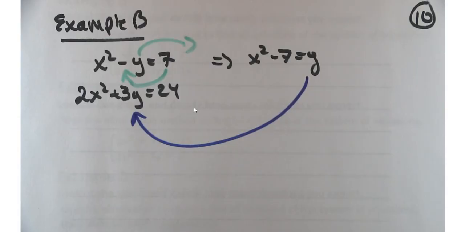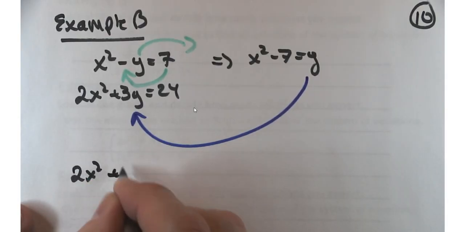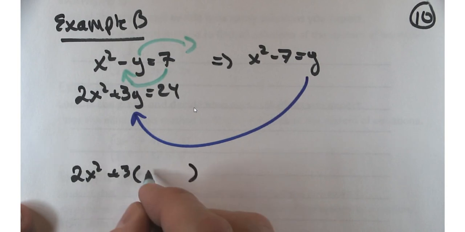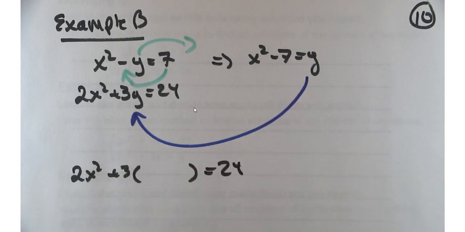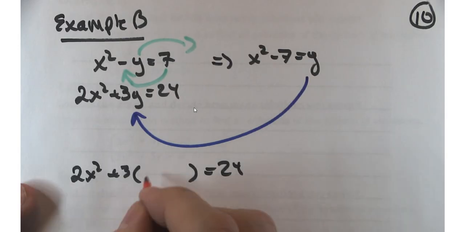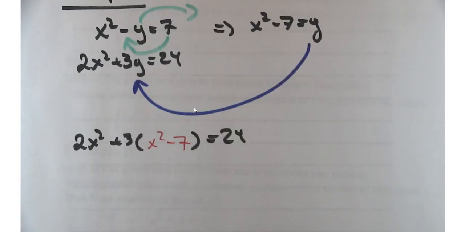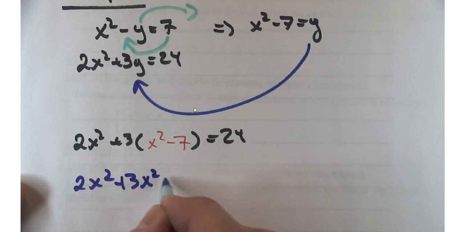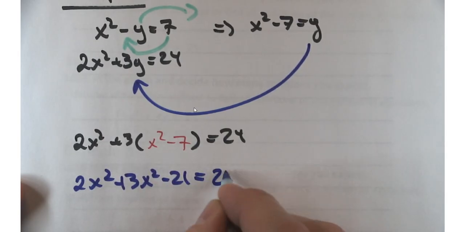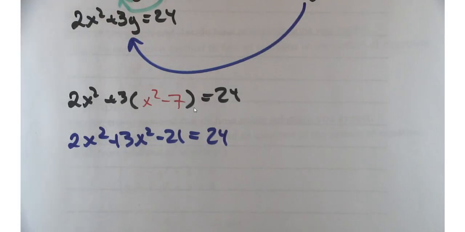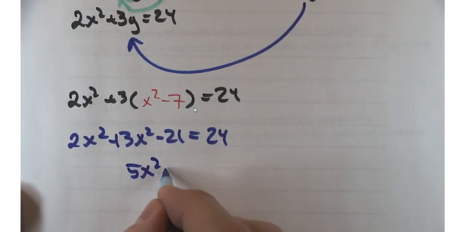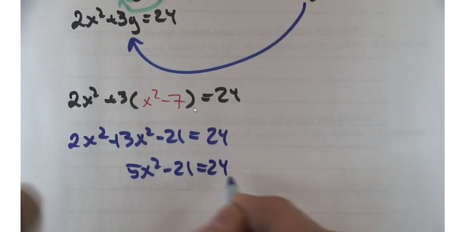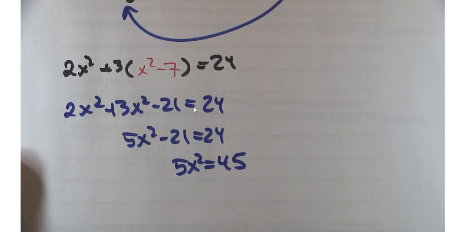That'll give me 2x squared plus 3 times x squared minus 7 equals 24. And let me just write that here, x squared minus 7. Let's distribute. We'll get 2x squared plus 3x squared minus 21 equals 24. Combining like terms, 5x squared minus 21 equals 24. 5x squared equals 45. What would you do to solve at this point?